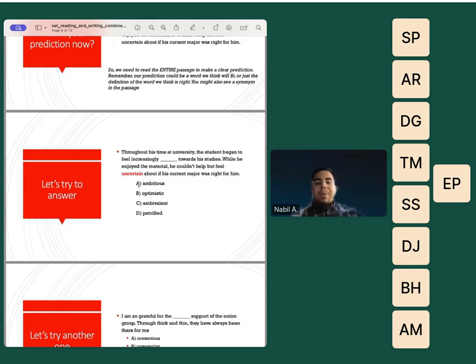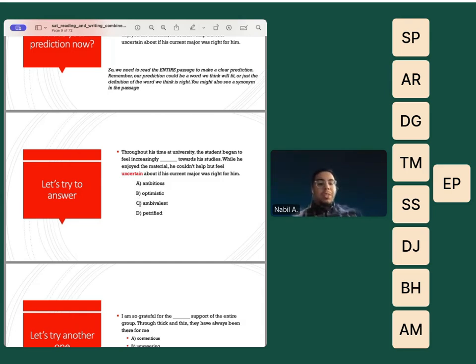So with A, ambitious, our initial prediction was unsure, or uncertain. So that doesn't really tie in with our initial prediction. So we could take out A. B, optimistic. It's kind of the opposite of what we were talking about with unsure, uncertain. So we could definitely take out B. All right. And then C, ambivalent.